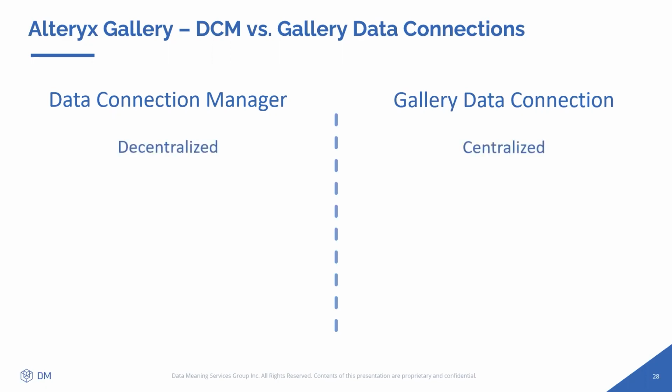But let's get started here. The main difference is that DCM is decentralized and gallery data connections are centralized, meaning that admins are managing everything, and the DCM are managed by artisans. So artisans, developers, curators, admins. For the DCM, you have one DCM per artisan, and for gallery data connections, you have one for the whole gallery.